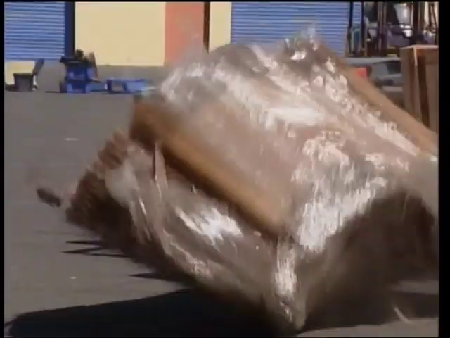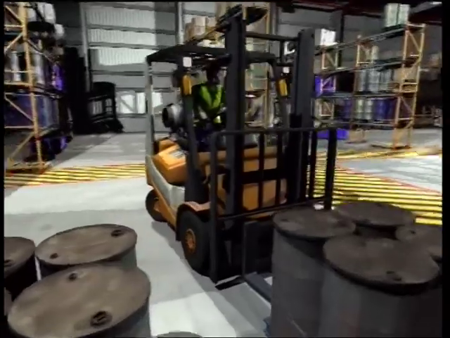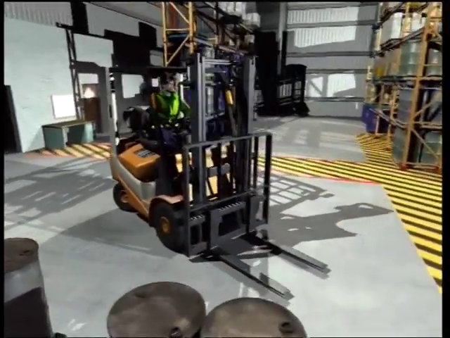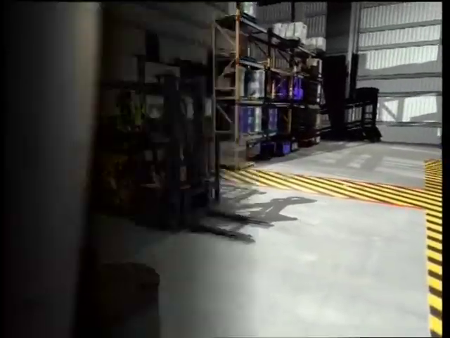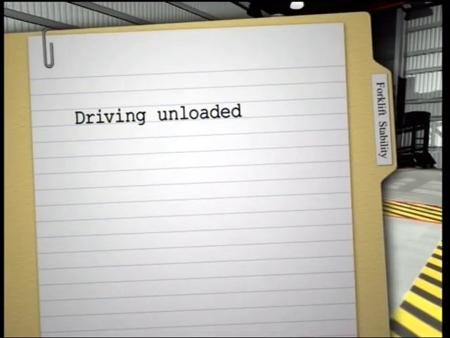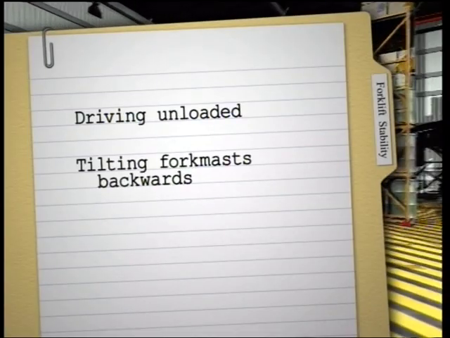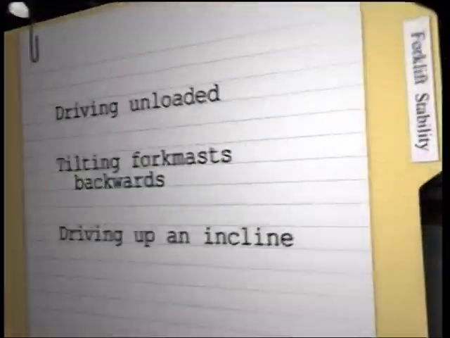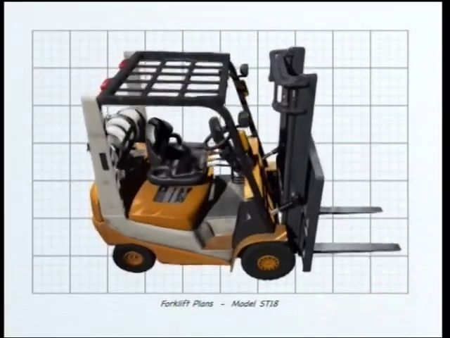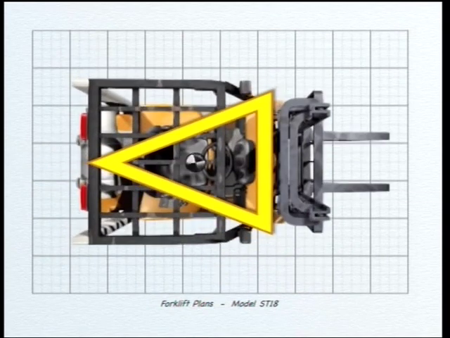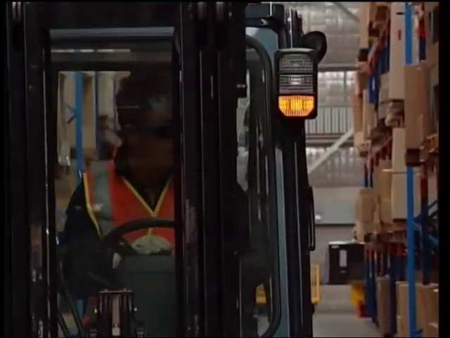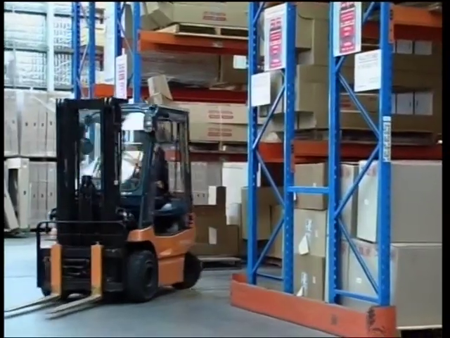Forklifts have the lowest lateral stability when the center of gravity is furthermost back in the safety triangle. This occurs when driving unloaded, tilting fork masts backward, and driving up an incline. This is because the center of gravity lies in the narrow part of the stability triangle, and its line of action only has to move a small distance to be outside the stability triangle. Always drive your forklift cautiously and at a safe speed.